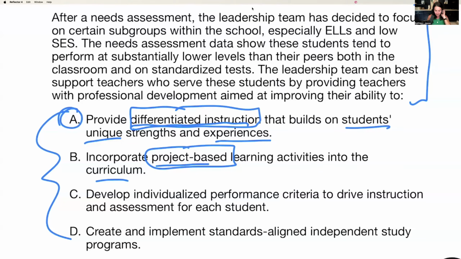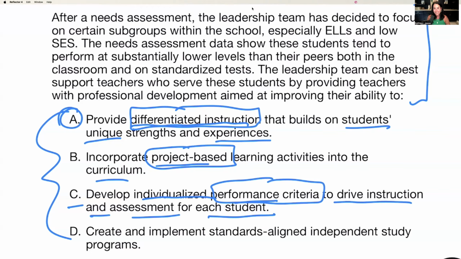So A is better. C, develop individualized performance criteria to drive instruction and assessment for each student. That has a differentiated vibe. All right, this one sounds pretty good. The problem I have is it says individualized performance criteria. Those are tests. Do we have individualized tests? No, we have individualized instruction so we can help students meet the standard, which is standard across all students. That's why we're pushing them. They got to meet that standard in standardized education. So C is kind of a distractor. That's the one they want you to pick. It's not the correct answer.